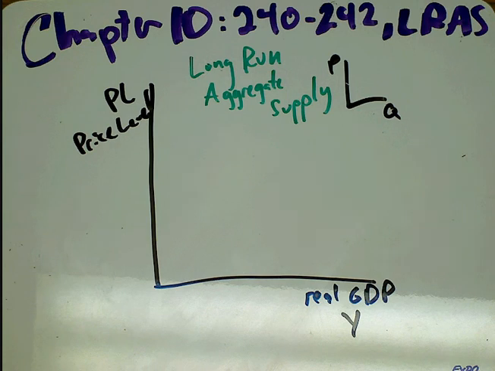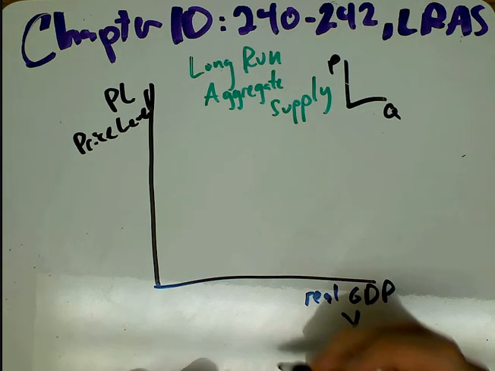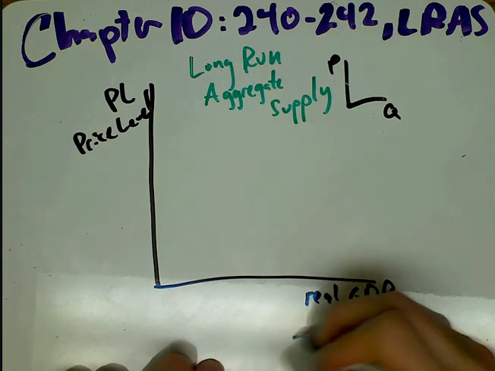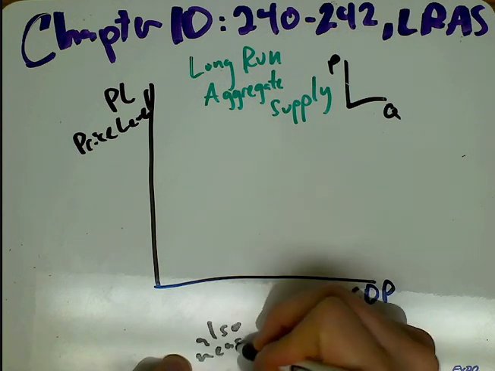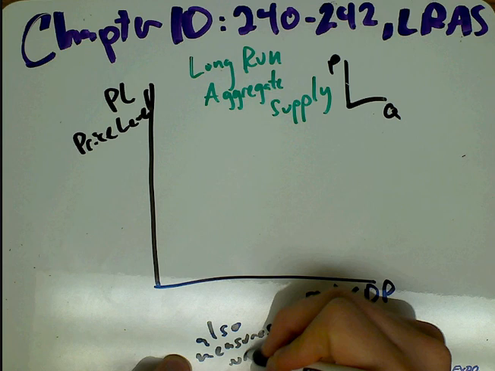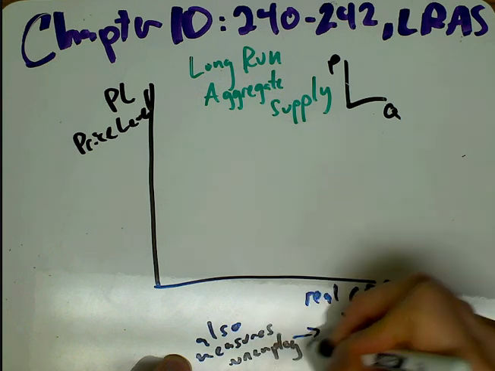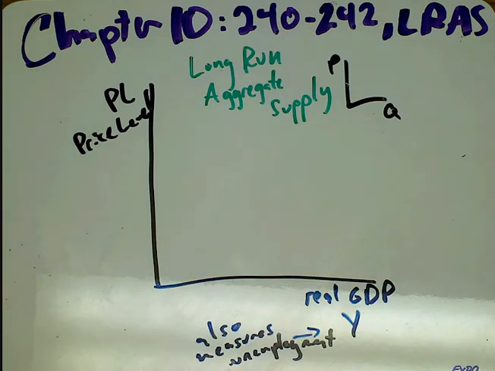That axis also refers to unemployment. I'm going to put that here. Also measures unemployment. For example, if we have more output, then we're going to have a lower rate of unemployment or a higher rate of employment, depending on how you think about it.